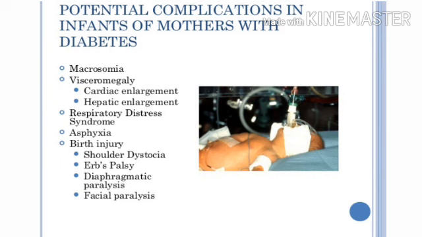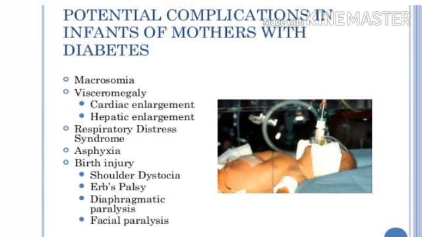Gestational diabetes mellitus, if it occurs in the first trimester itself, usually affects the fetus and results in congenital abnormalities of the fetus. If gestational diabetes mellitus is present during the later months of pregnancy, then it will affect the fetus in the form of macrosomia, that is increased birth weight, and the complications associated with the macrosomia.